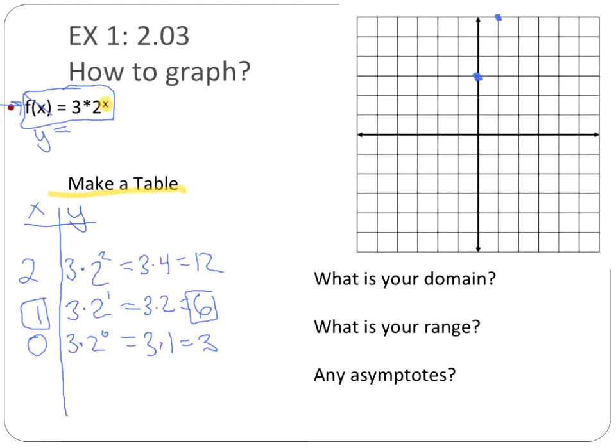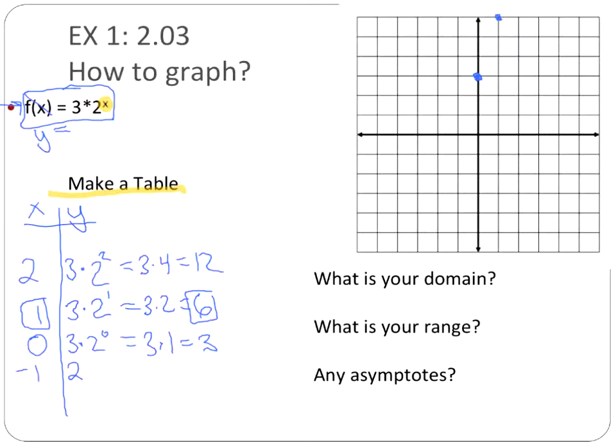So if I look on my graph, that's going to be way off my graph. 2 comma 12 is going to be way, way up high. So I don't really need to pick any more numbers to the right because they're all going to be really, really high. What other numbers should I try for my table now? I need something over to the left. So let's try a -1.